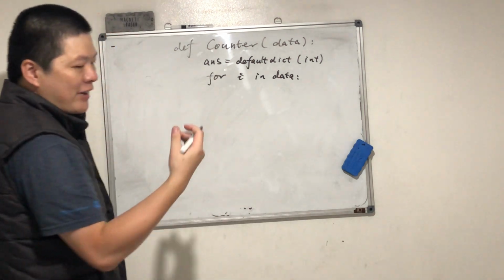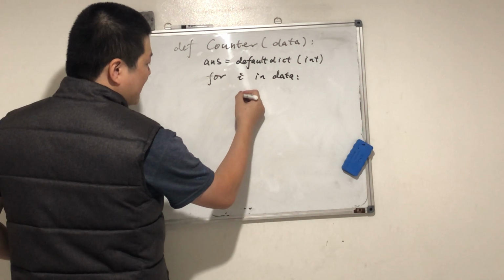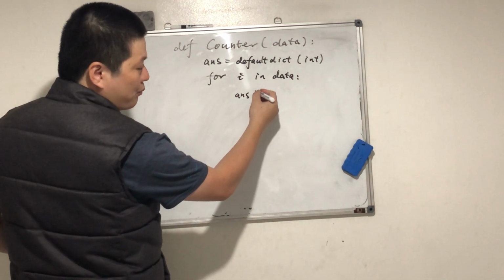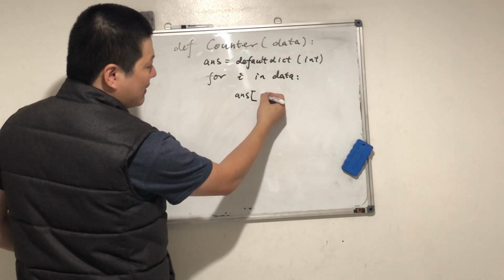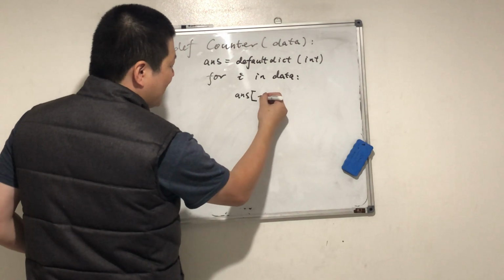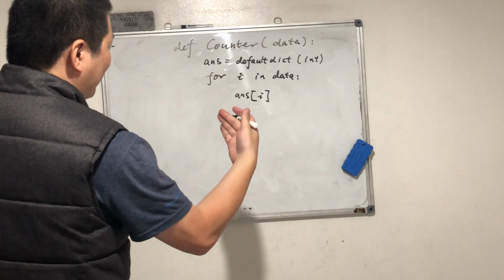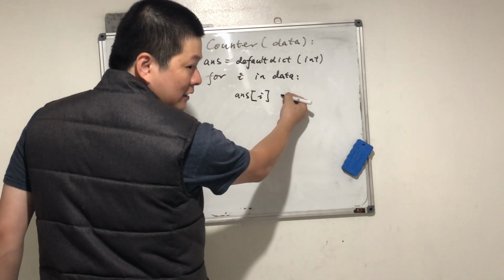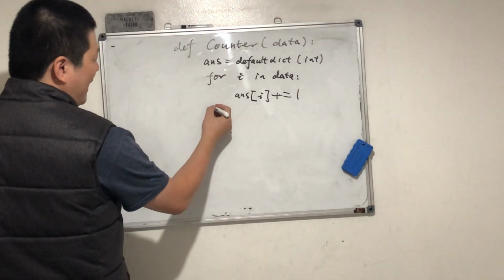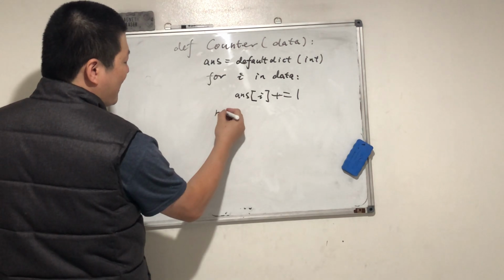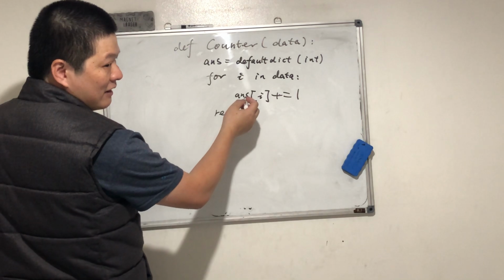And then we want to reference the value. So how do we reference the value? Answer, square bracket. What to put here? i, right? And then if we want to increment by 1, how do we put it? Plus equal 1. Well done. And then at last we want to return this. What's the thing we're going to return?